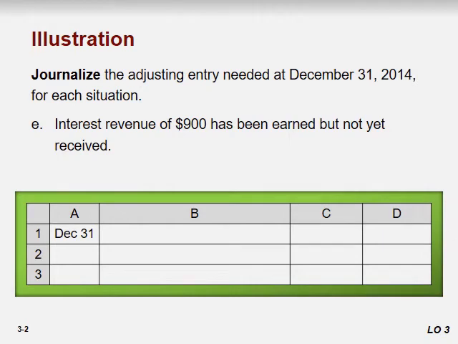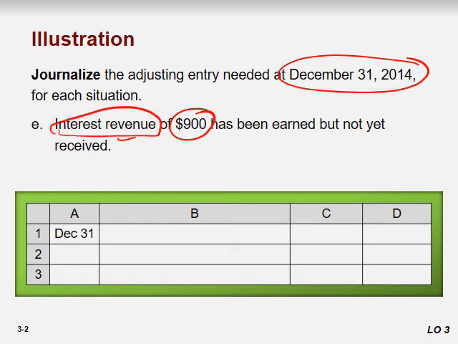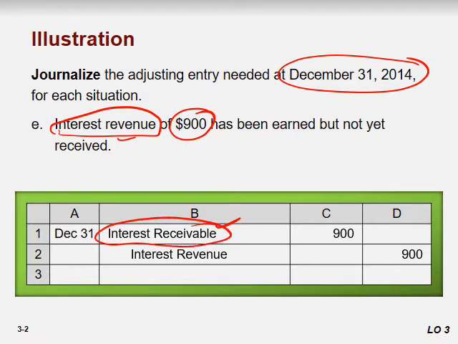The E part is that we are again making an entry for adjustment on 31st December 2014. Interest revenue of 900 has been earned but not yet received. It means we earned but did not receive from customers, right? So we create customers and we create revenue. So the entry would be interest receivable to interest revenue. Receivable means customers, right?